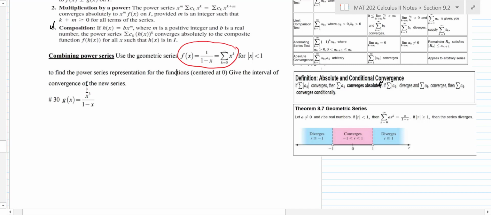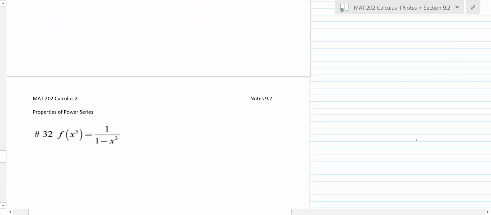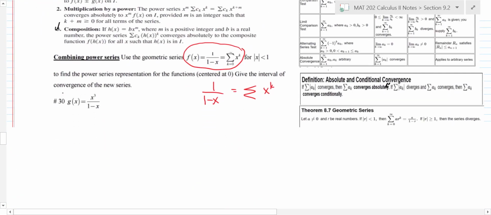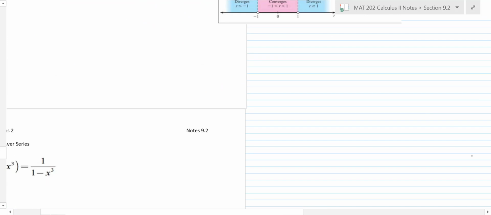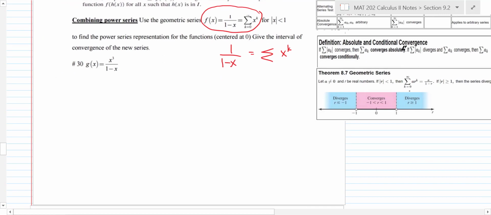So the first thing I want to make sure that you understand in this problem is that if you had 1 over 1 minus x, that would be the same thing as a geometric series, like that. You're used to seeing a geometric series written out like this. Okay, you're used to seeing it like that, correct?